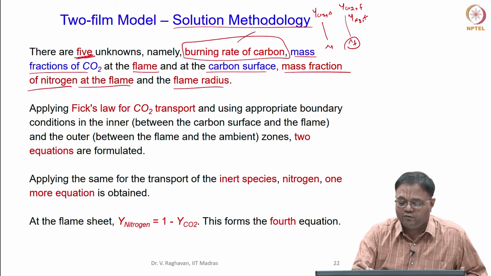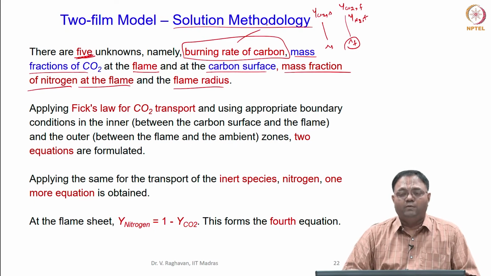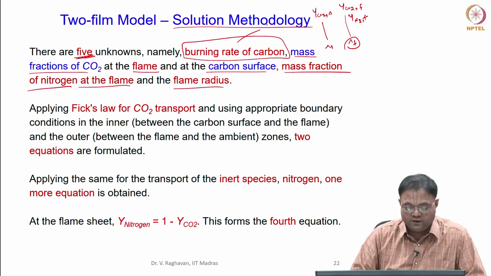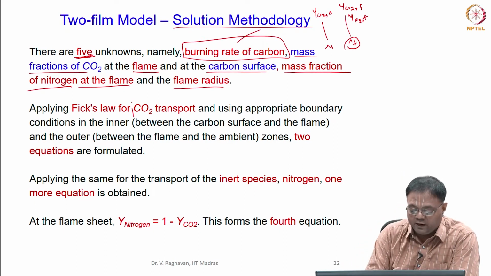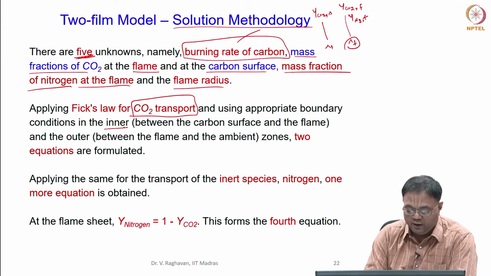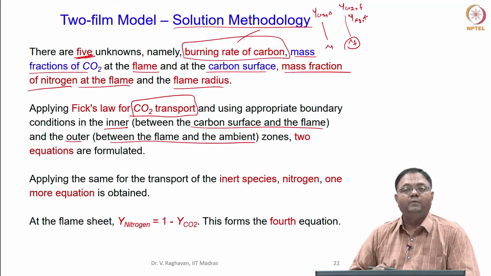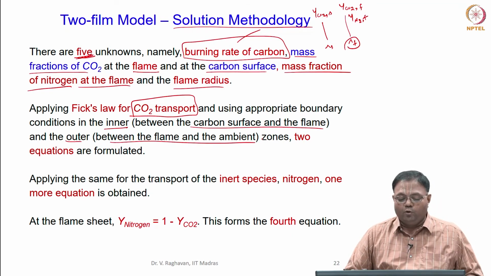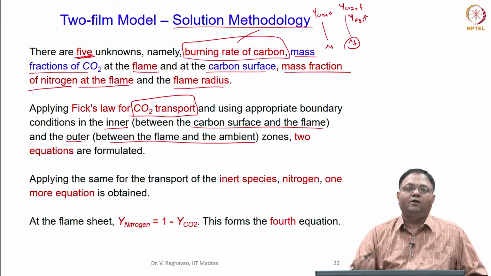In order to solve, the primary variable is the burning rate, that is what I am interested in. So, I will take CO2 transport in both the inner zone, which is between the carbon surface and the flame, and the outer zone, which is between the flame and the ambient. Appropriate boundary conditions will be used. What are the boundary conditions? You know that we have already discussed.